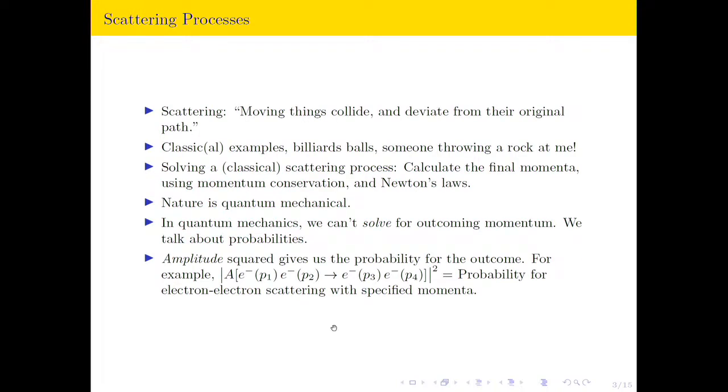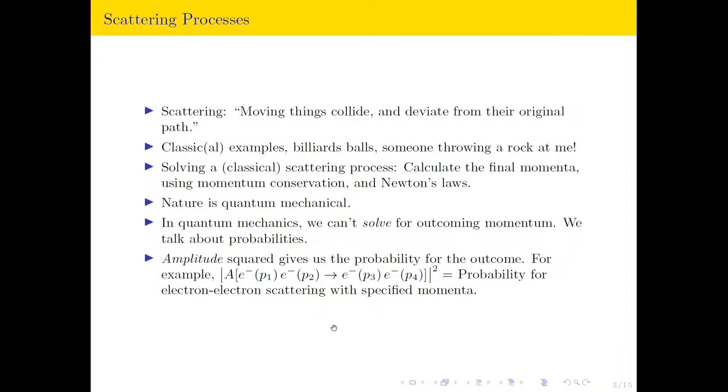So what is scattering? Well, moving things collide and deviate from their original path, and that's scattering. For instance, billiard balls move, they collide, and they deviate from their natural path, so that is scattering. Or someone throwing a rock at me, that will be an example of a scattering process, okay?